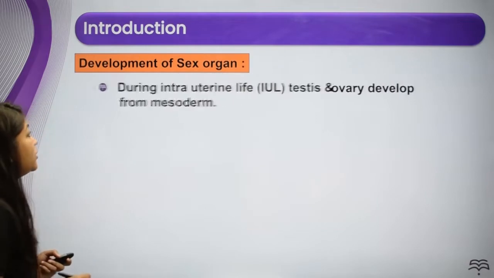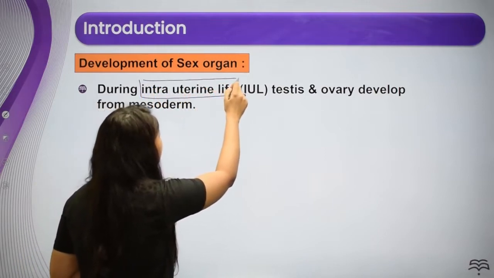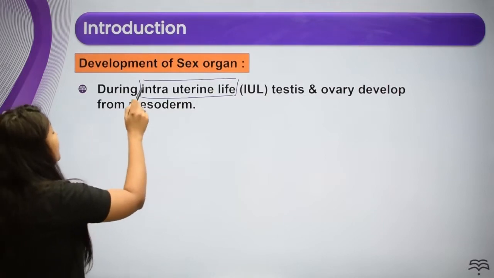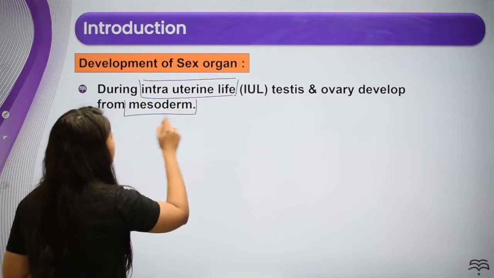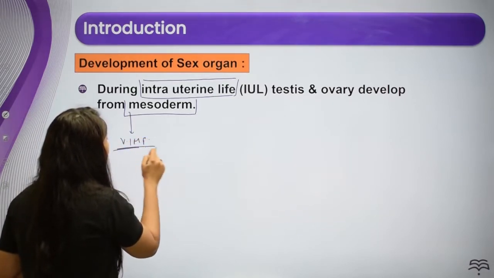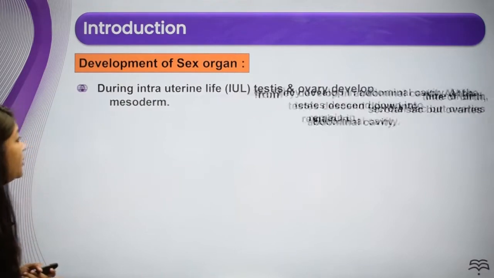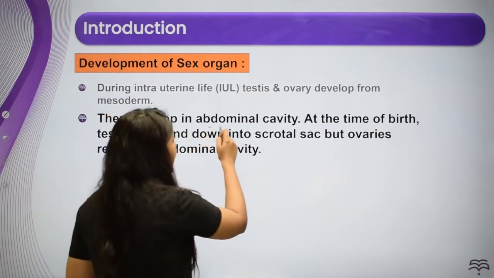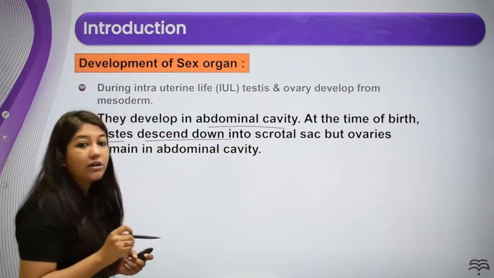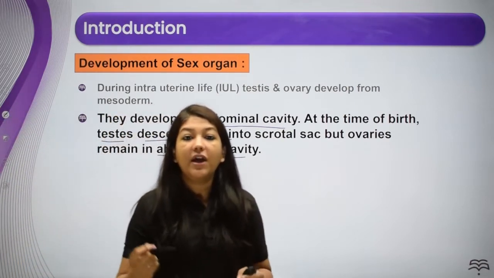Alright, now next very important part, development of the sex organs. Okay, so let's have a look. During intrauterine life, when is the development of the sex organs happening? During intrauterine life, testes and ovaries develop from mesoderm. This is very important. ठीक है, इस पे क्वेश्चन भी आता है, कहाँ से डेवलप हो रहे हैं? They are developing from mesoderm. All right, now they develop in the abdominal cavity, and at the time of birth, the testes descend down into the scrotal sac, but the ovaries remain in the abdominal cavity. A very, very, very important point.